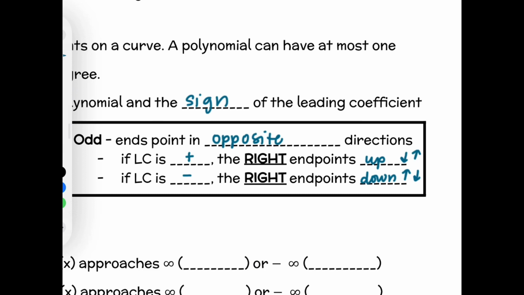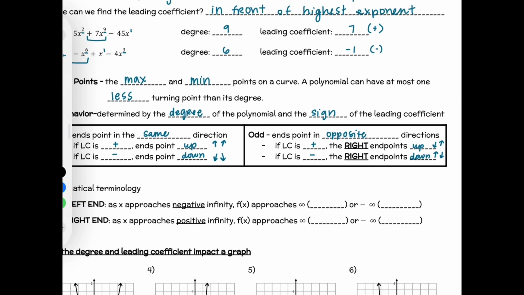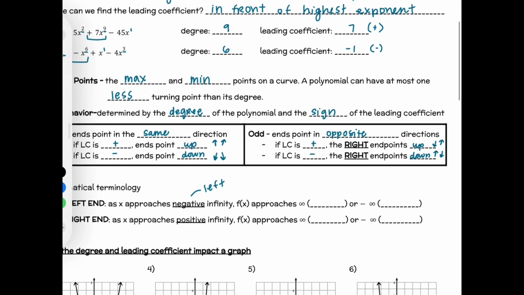All right, so mathematical terminology for our end behavior. So as x approaches negative infinity, this is saying that as we approach the left side of our graph, f of x is either going to approach infinity, which means up, or negative infinity, which means it's going down. And then for the right end, if x approaches positive infinity, it means we're moving to the right. f of x approaches positive infinity, again means up, and negative infinity means down.